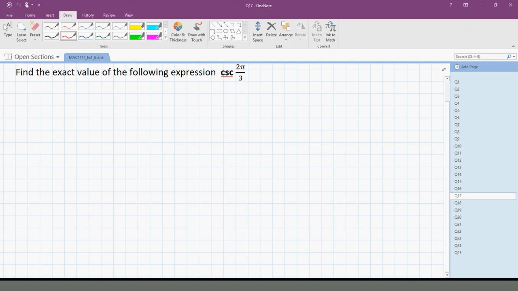So first things first, let's find the reference angle. If I take 2 divided by 3, I get 0.66, repeating. And so that means I'm in quadrant 2. So to find the reference angle, we're going to take pi minus 2 pi over 3.